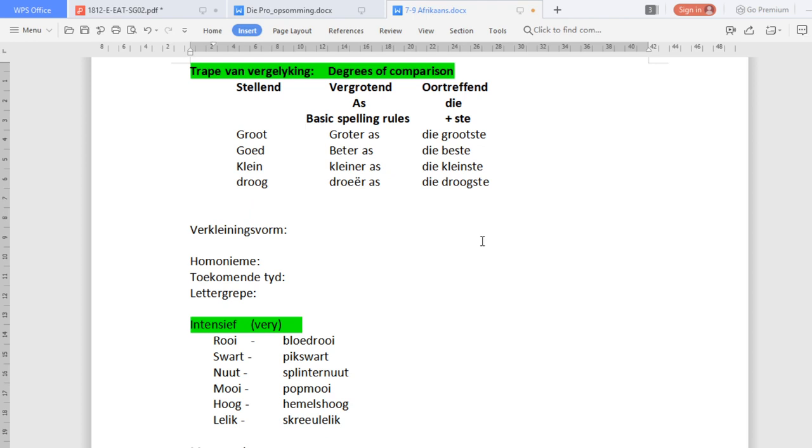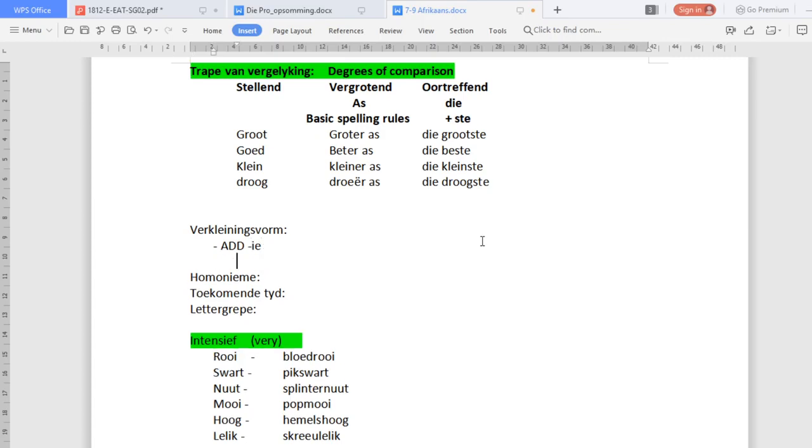So the rules, the basic rule is add IE. But unfortunately there's somewhat more exceptions than there are IE words. So let's have a look at them. The exceptions are words that end on a L, R, M, and N. Okay, so let's look at those words with short vowels.